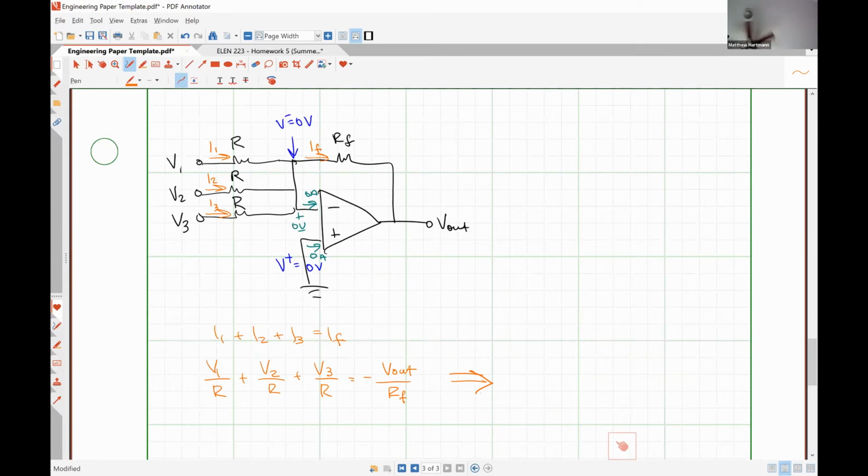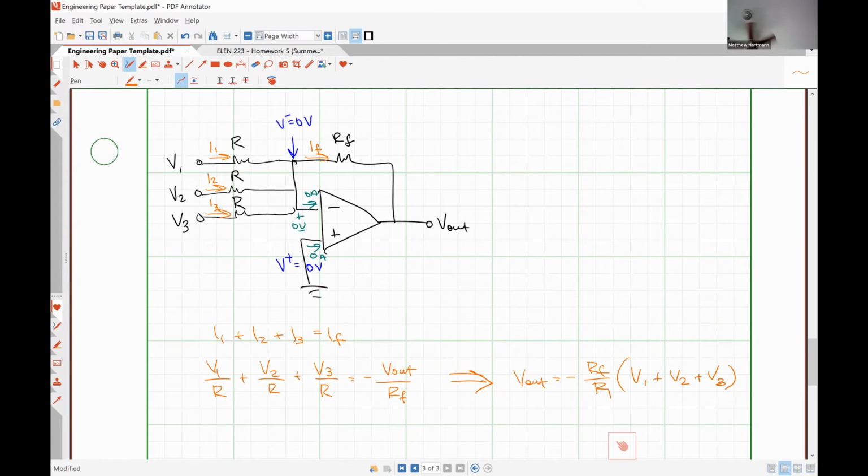From this, we get V out is equal to negative RF over R multiplied by the sum of V1 plus V2 plus V3. So that's how an inverting summing amplifier works. Fairly straightforward.